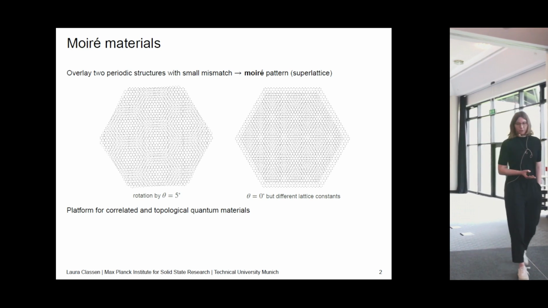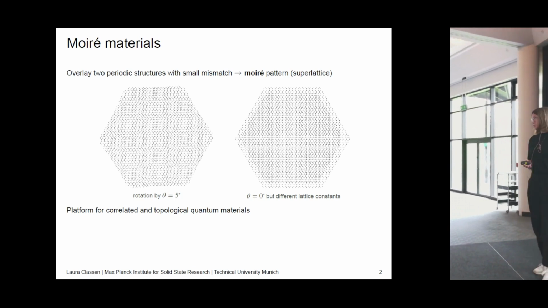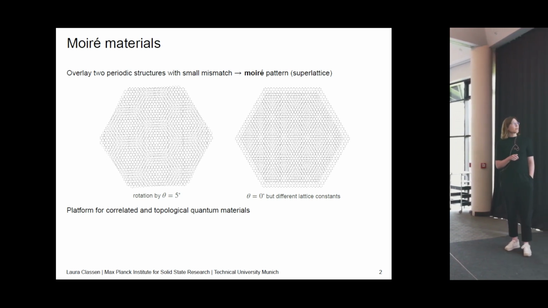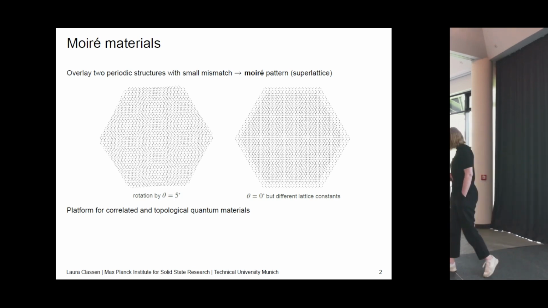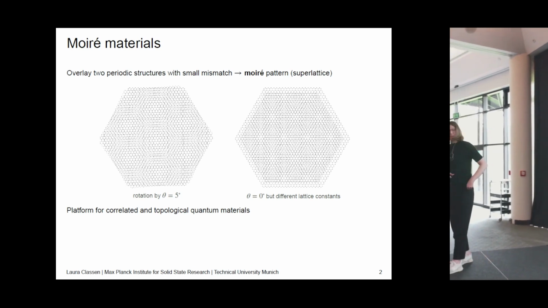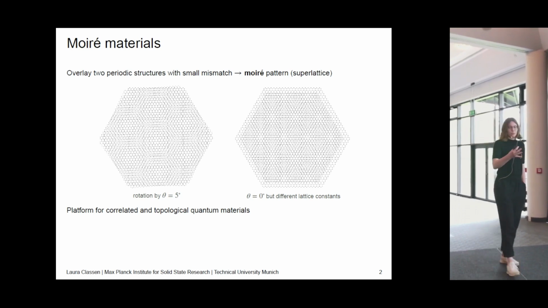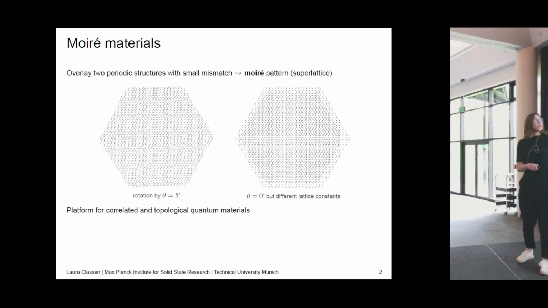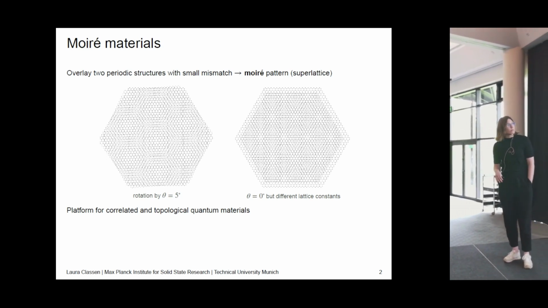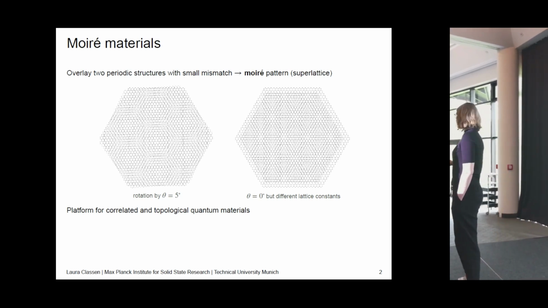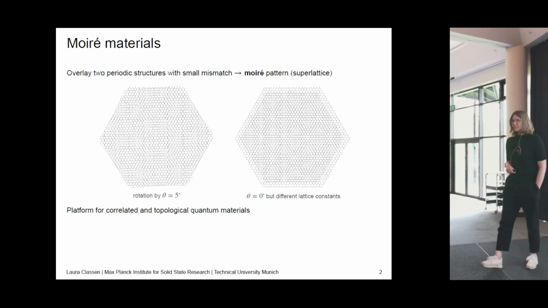They occur quite generally if you overlay two periodic structures. And here I'm showing two examples. This one would be two honeycomb lattices rotated by 5 degrees, and then you'll see certain regions which are brighter than others, and that's what's called the moiré pattern. And here on the right, you see a similar thing, which we get at 0 rotation angle because of two different lattice constants of these lattices.